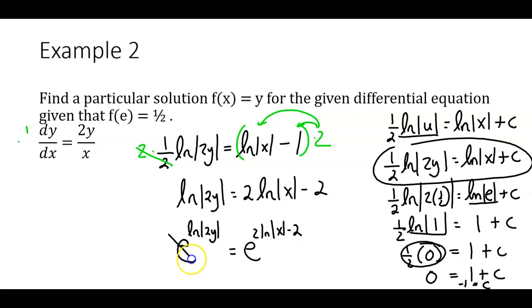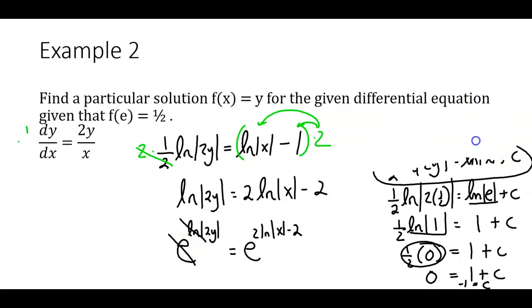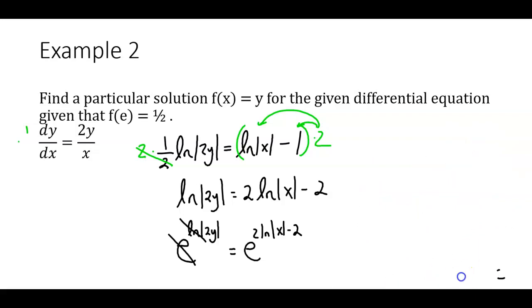Okay. Now on the left side, these are going to cancel out, and that's just going to leave me with the absolute value of 2y. On the right side, we cannot cancel this and this out. We can't do that because there's this -2 there also. So I'm just going to leave it like that. Let's see, we have e to the 2 ln of the absolute value of x minus 2.